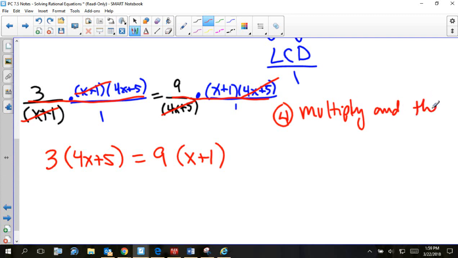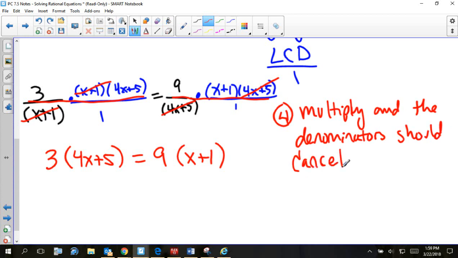Multiply, and the denominators should cancel. If you've done it correctly, that's what's going to happen. The denominators will cancel out with whatever's in the numerator. And then solve the remaining equation.